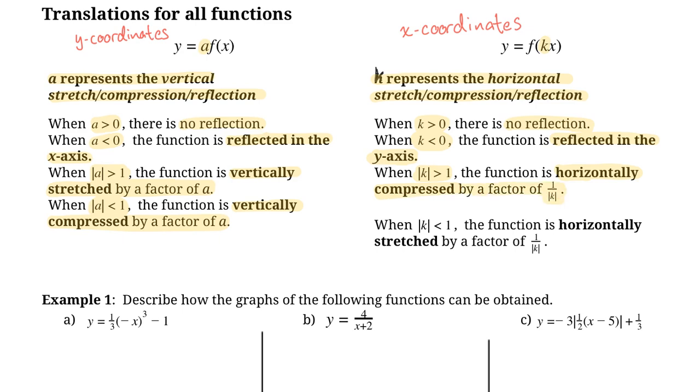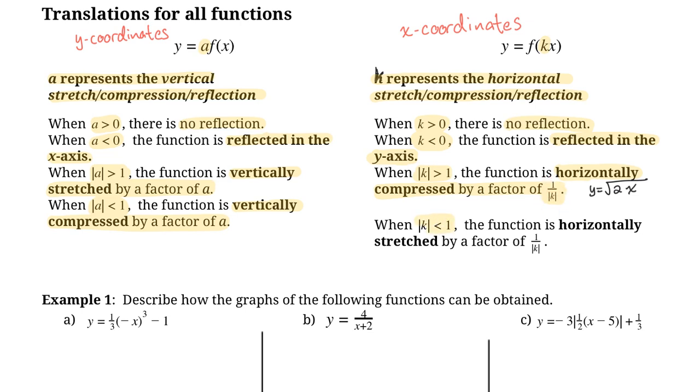So this is opposite of A, because when A is greater than 1, it's a vertical stretch. And when K is greater than 1, it's a horizontal compression. And we use this particular wording, by a factor of 1 over K. So if we remember from our graph, y equals the square root of 2x, it wasn't stretched by a factor of 2. We were actually dividing all of our x values by 2. So all of our x values were compressed by a factor of 1 over 2.